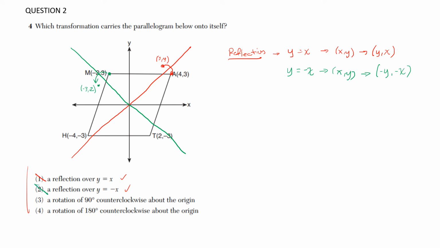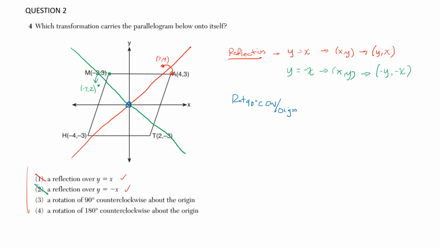That's very convenient. For the next option, a rotation of 90 degrees counterclockwise about the origin. What we can actually do is use the formula if we wanted to. So rotation would give us these coordinates, a rotation of 90 degrees. I'm going to use a blue color here. Rotation about the origin, so rotation of 90 degrees counterclockwise about the origin.